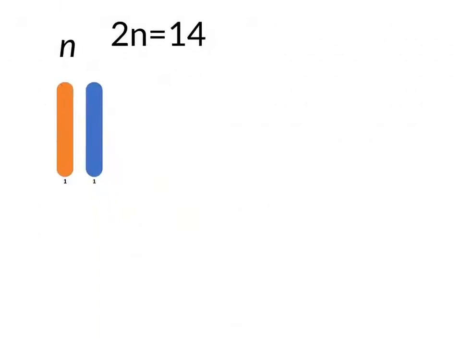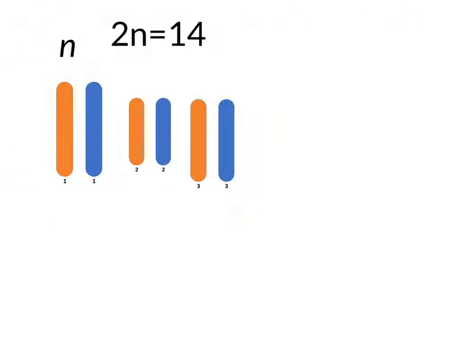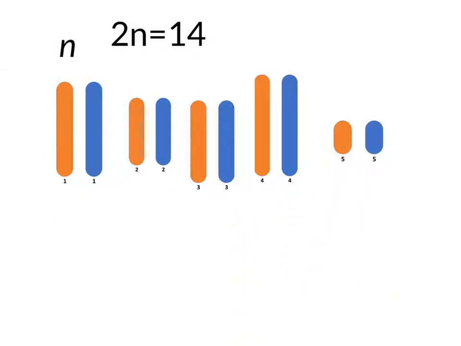Let me take a moment to explain what N means. N indicates the number of unique chromosomes. So, if an organism has a diploid number of 14, or 2N equals 14, this means that they have 2 copies of 7 unique chromosomes. So they've got a number 1 from mom and a number 1 from dad, a number 2 from mom, 2 from dad, 3 from mom, 3 from dad, 4 from mom, 4 from dad, 5 from mom, 5 from dad, 6 from mom, 6 from dad, 7 from mom, 7 from dad.